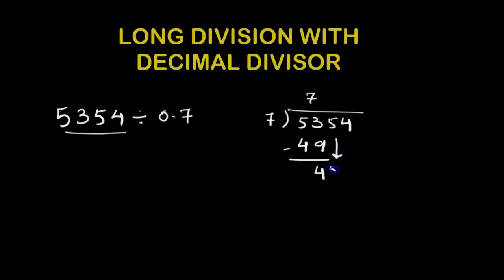We bring this 5 down. Then we have 7 times 6 is a 42. We subtract it, we get a 3. Then we bring this 4 down and we get 7 times 4 is 28. When we subtract 34 and 28, we get a 6.